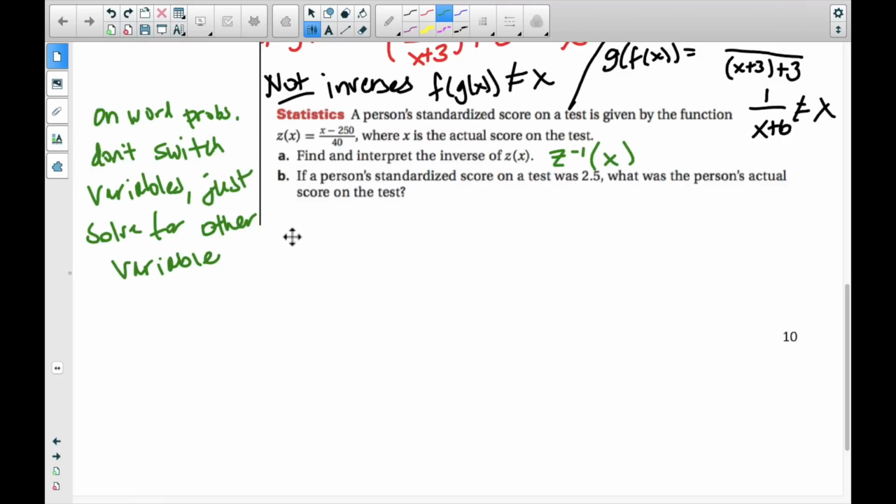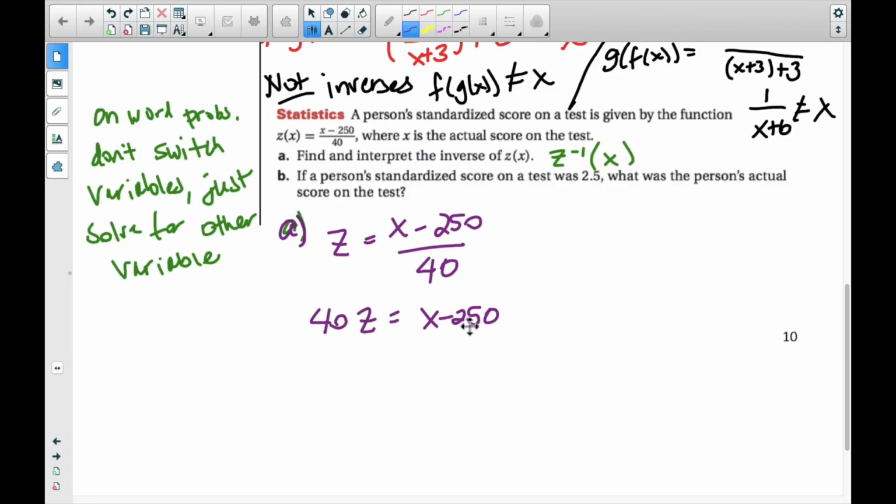Okay, when we do this, once again, don't switch your x and y, because that's just going to make it a little bit more confusing. I'm going to stick with using a z and an x. So I have z equals x minus 250 over 40. I want to redo this, so I'm solving for x. So I'm going to multiply by 40. Then I'm going to add 250 to the other side. And so what I have is x equals 250 plus 40z. I'm going to go ahead and rewrite it the other way.